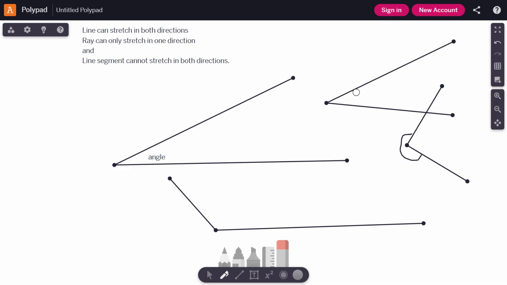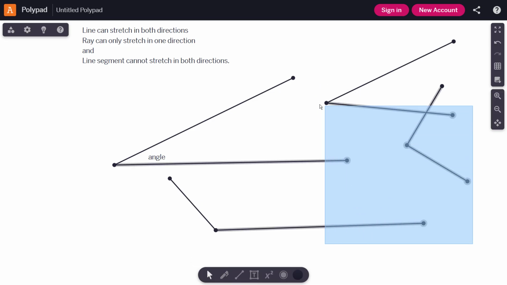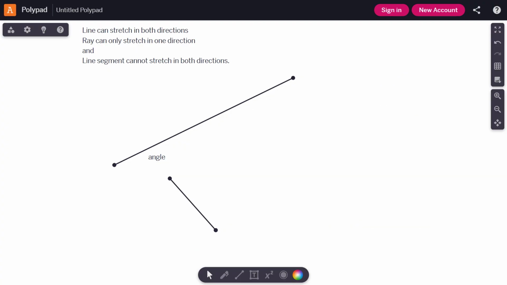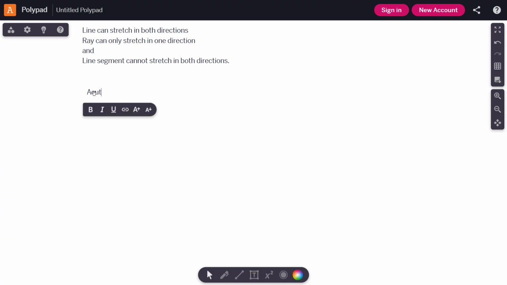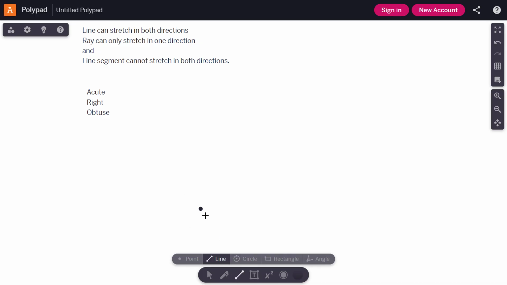After knowing what an angle is, you can just go over some basics. So we're gonna say what is an acute angle, a right angle and an obtuse angle. Alright. So an acute angle is those angles that are smaller than 90 degrees.